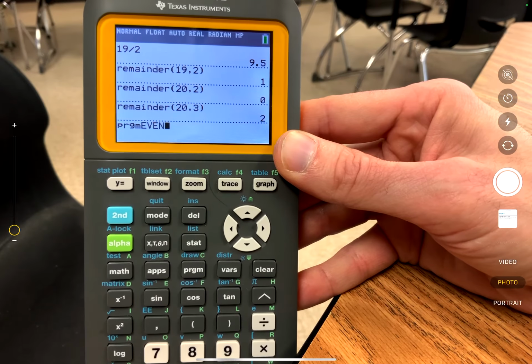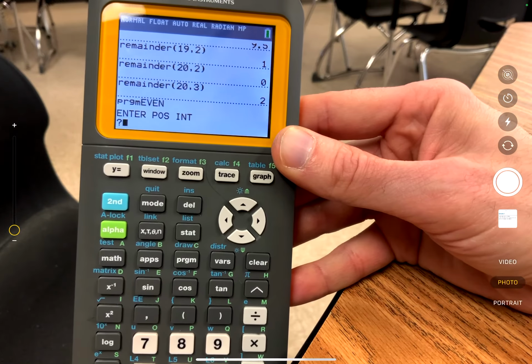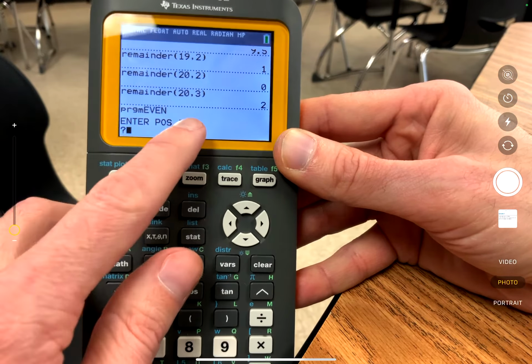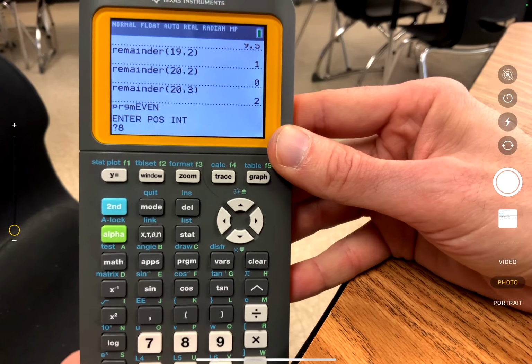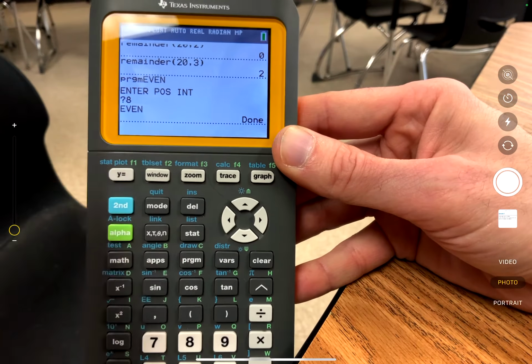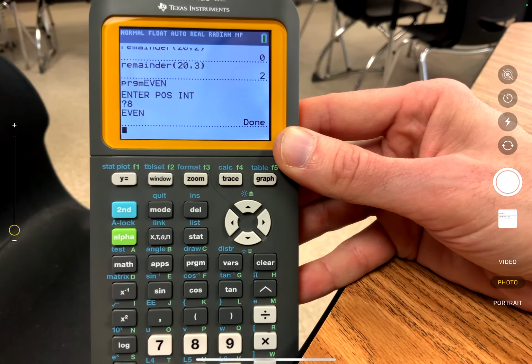It was even, I believe. Hit enter. Enter, pause, integer. I think that means positive integer. All right, so I'll put in the number 8, hit enter. It tells me it's an even number. Oh my God, it's like magic or something.